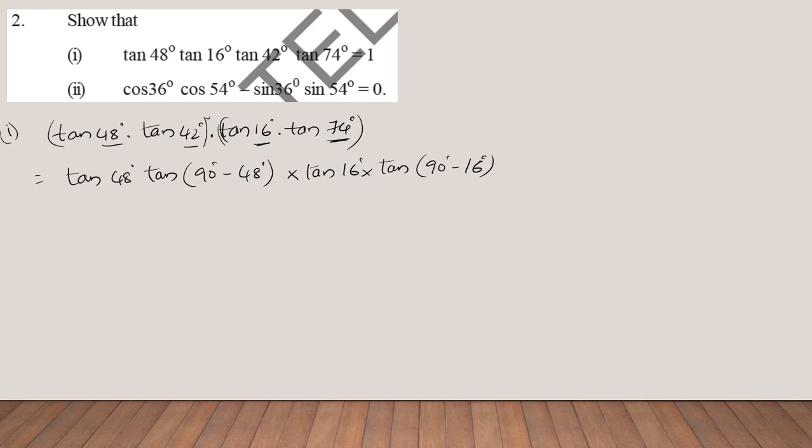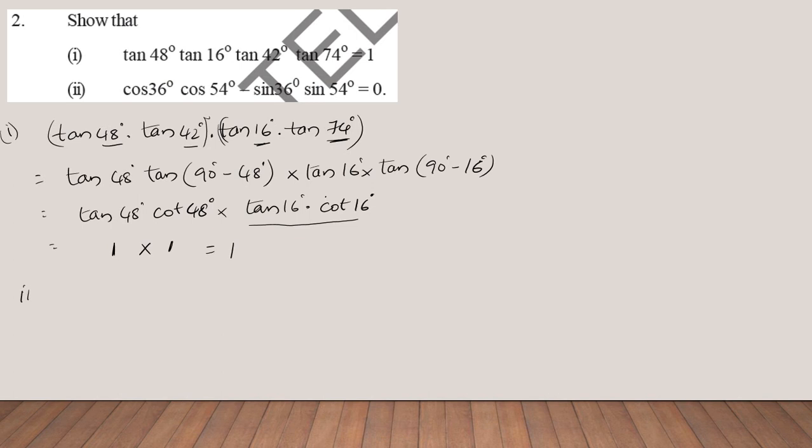Now from this I can write tan 48 degrees into tan of 90 minus 48, which is cot 48, because tan changes to cot when we have 90 minus theta, right? The same way here also, tan 16 degrees into tan of 90 minus 16 can be written as cot 16. Now tan theta into cot theta is nothing but 1, so 1 into 1 is 1. So likewise we can prove this.